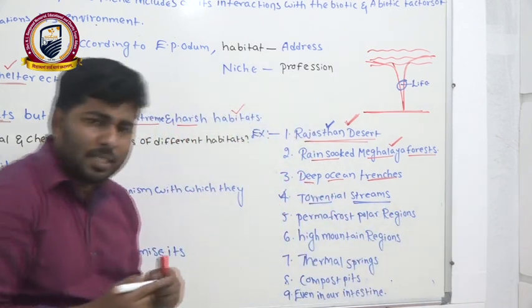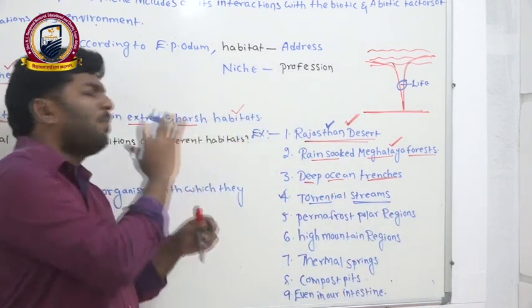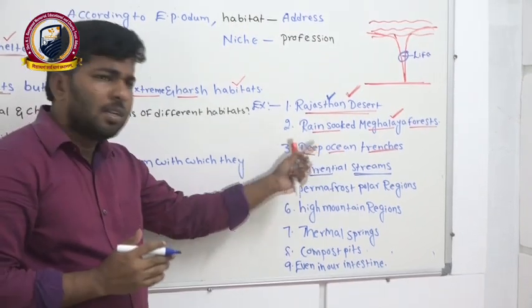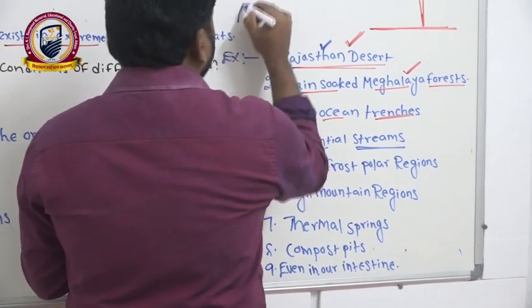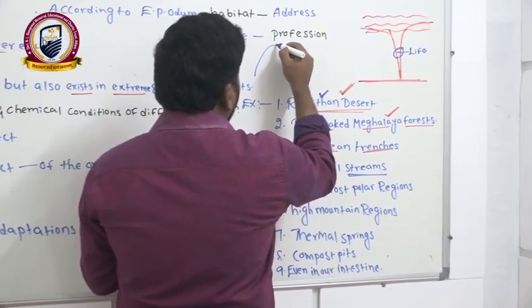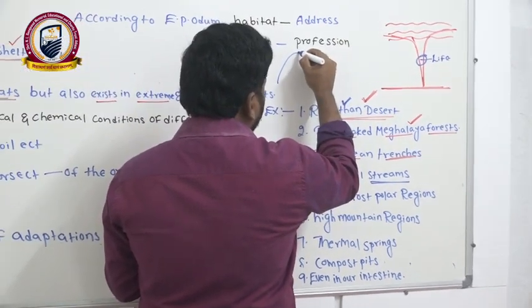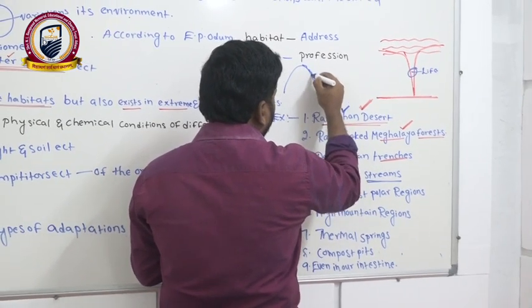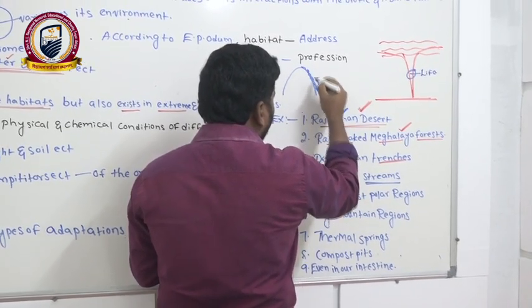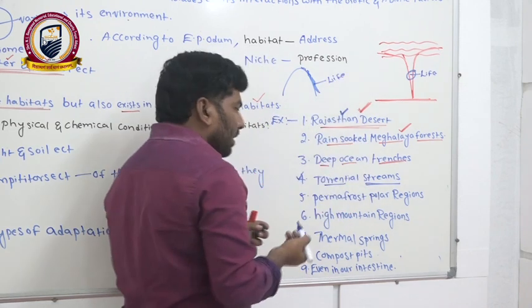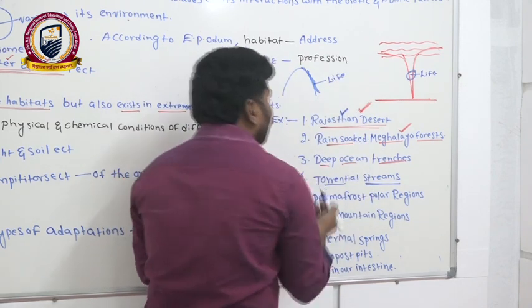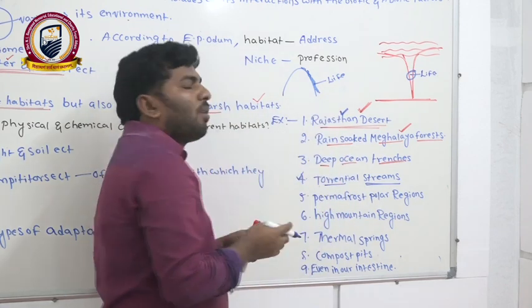Torrential streams in the sense, always flow of water. Always in this place we are seeing turbulent flow of water. For example, a hill place is there. For example, this place. Always the water is moving from this area to this area turbulently. Even in this heavy flow of water, we are observing some life. That is torrential streams. Streams means nothing but falls.